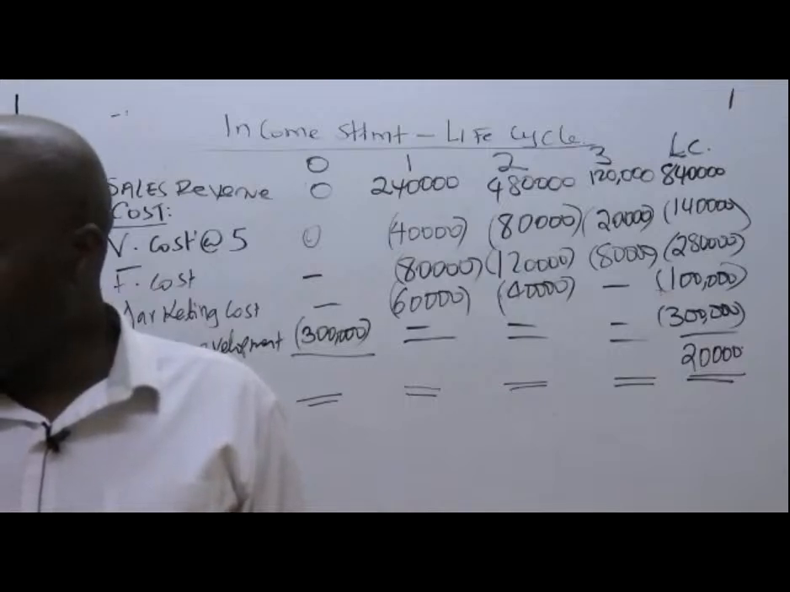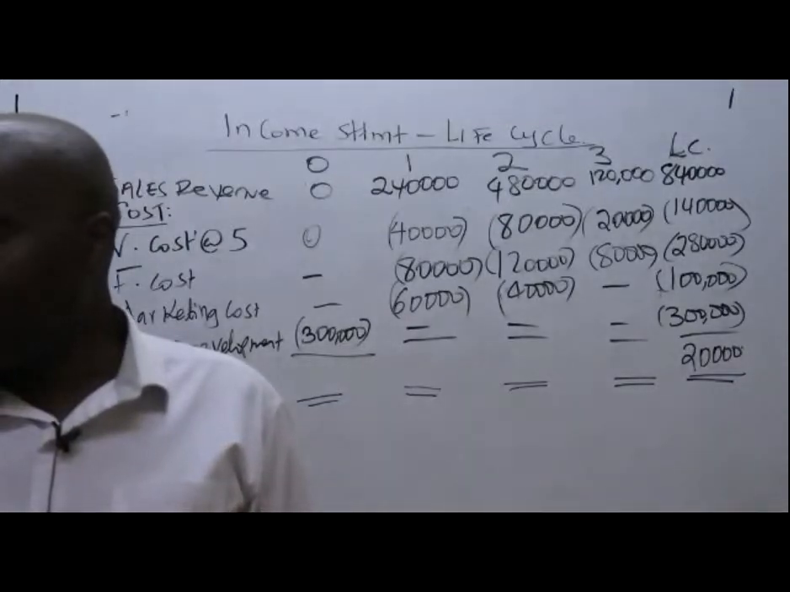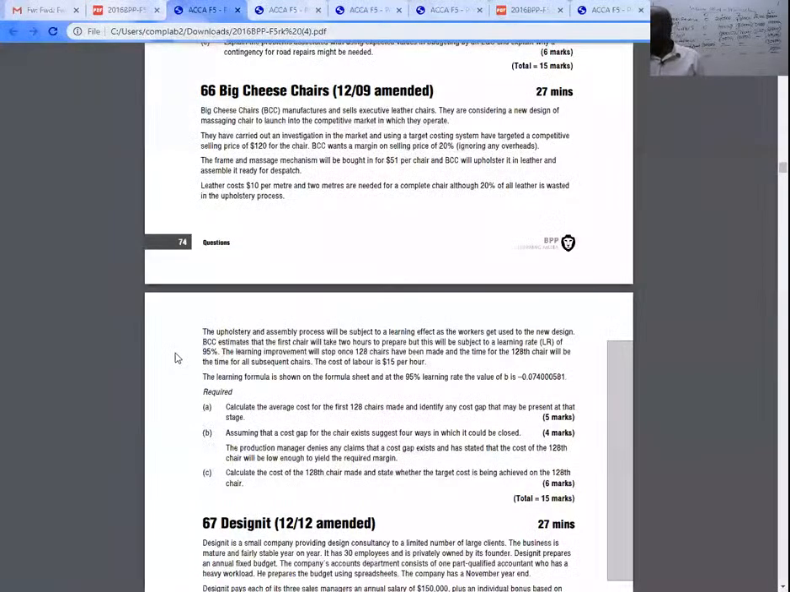So, ladies and gentlemen, I want us to try now the last one. There's a theory question there which I would want you to look at later, but I would want us to go back to our target costing. We try this question, number 66. Big Cheese Chairs. ACCA is a great examination body. Look at even how they choose the names of their questions. Big Cheese Chairs, BCC.